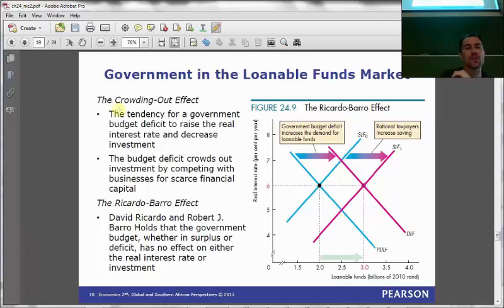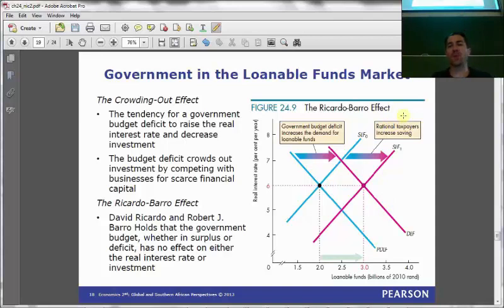Of course, there's an argument that says maybe the crowding out effect actually isn't that important and doesn't really matter, because we have something called the Ricardian equivalence effect. What that says is that the government budget, whether in surplus or deficit, has no effect on either the real interest rate or investment. Why? Well, let's step through the process. If government has a deficit, that increases demand. So demand shifts to the right.